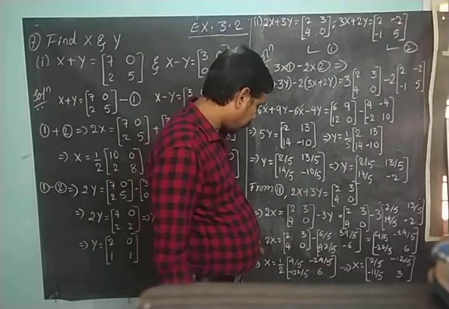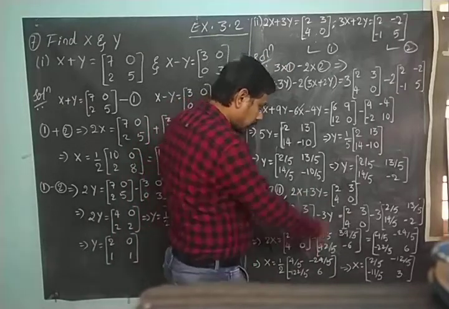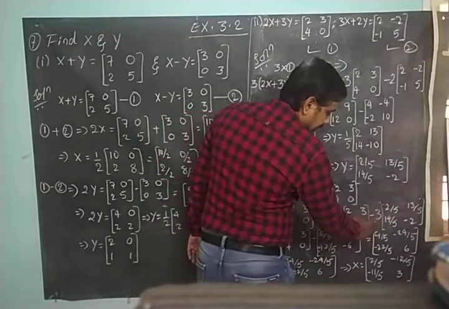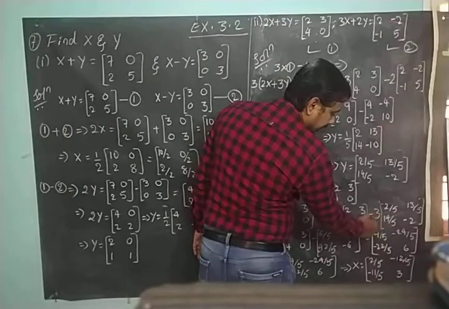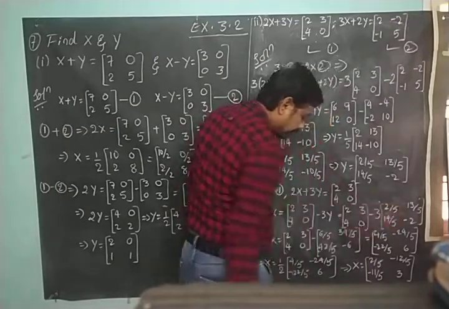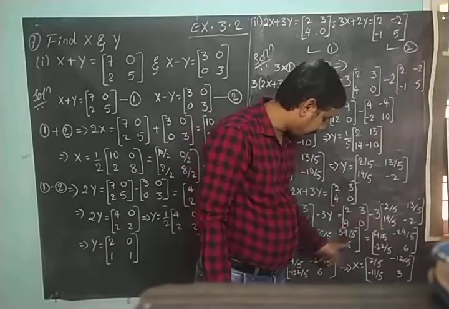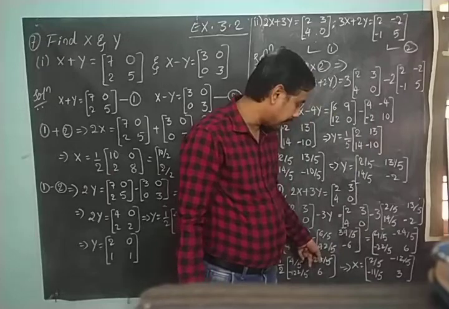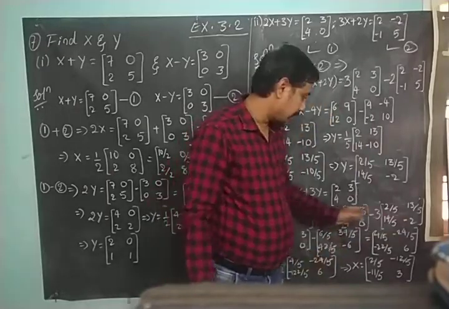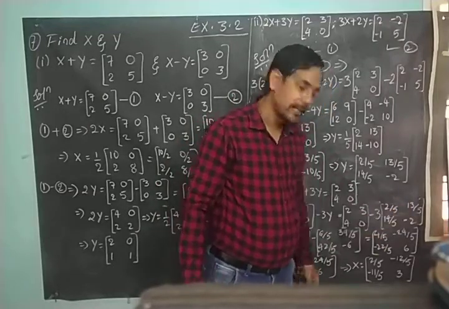Now, what remains on the LHS? There is only 2x. 2x will be equal to 23403 as it is, minus. Take this 3 inside. What will be the value if you take 3 inside? 3 into 2 by 5 is 6 by 5. 3 into 13 by 5 is 39 by 5. 3 into 14 by 5 is 42 by 5. 3 into minus 2 is minus 6. Multiplying 3 to each and every element. When 3 goes inside, it gets multiplied with each and every element.